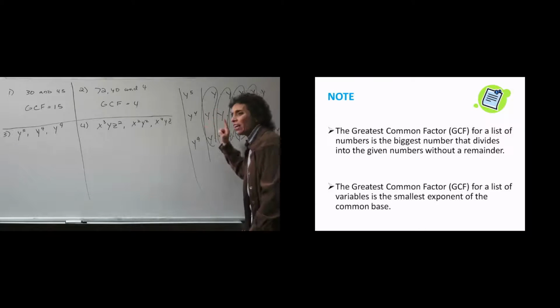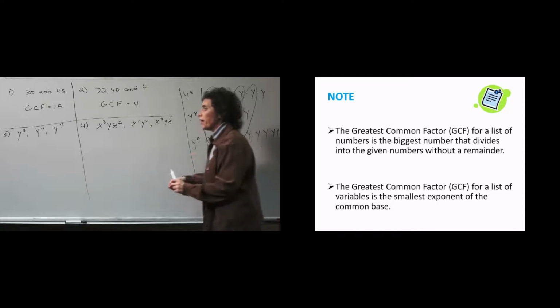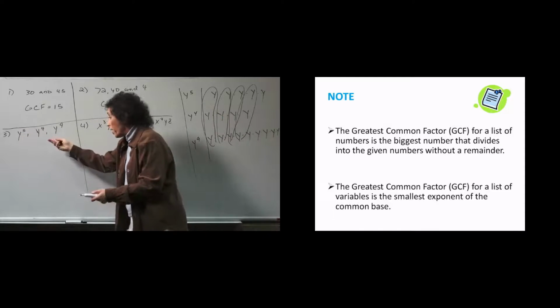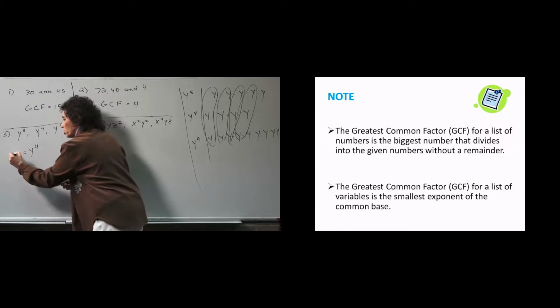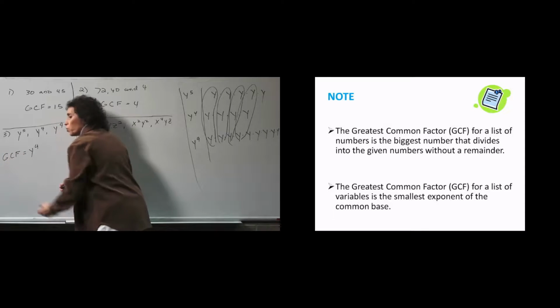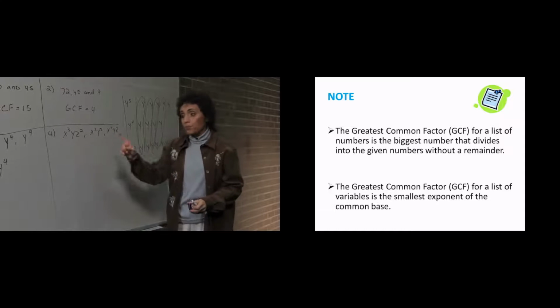Since you want them to have common factors, the truth is you need the smallest exponent of the common base. So you look for the base. It's y here, only y. And the smallest exponent is 4. So that's the GCF. The smallest exponent of the common base. Okay? All right, let's look at number 4.